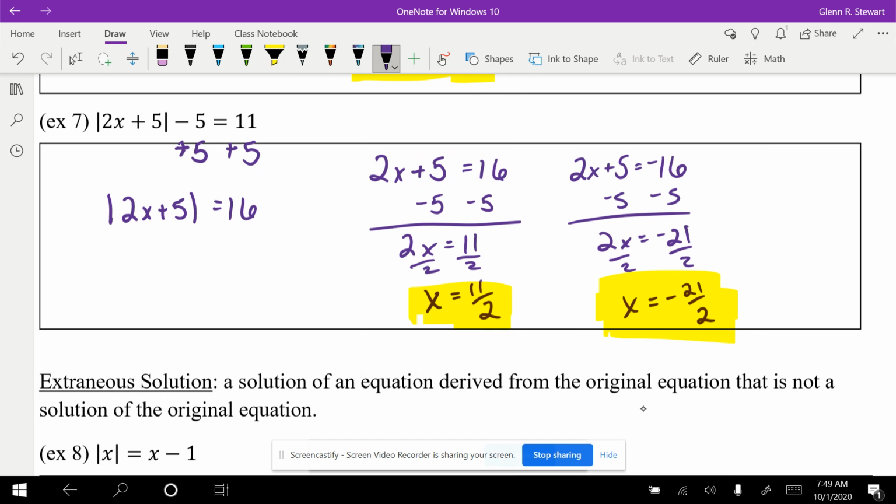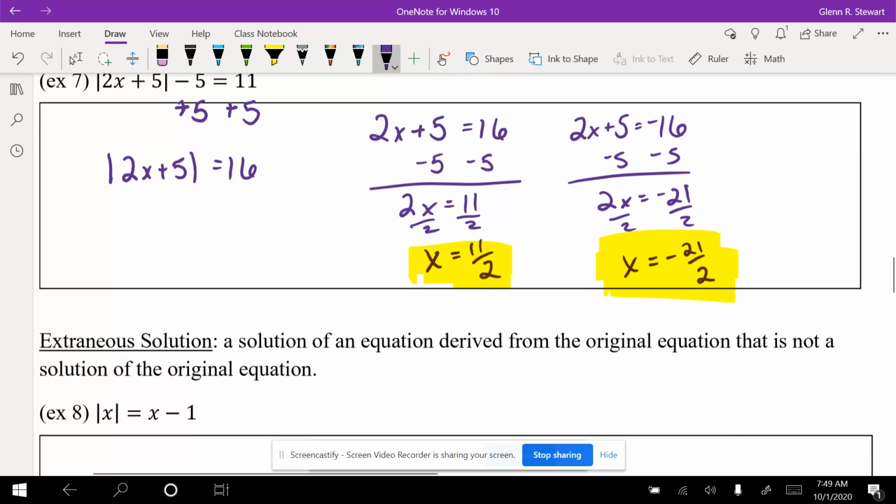You might have problems where you might have multiple things on the outside. For instance, you might have a subtraction and a multiplication. Just make sure that you're doing the addition, subtraction, moving that over, following those order of operations backwards.